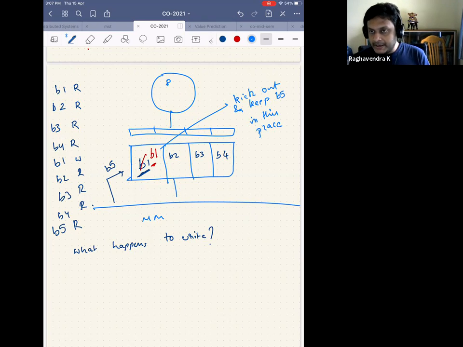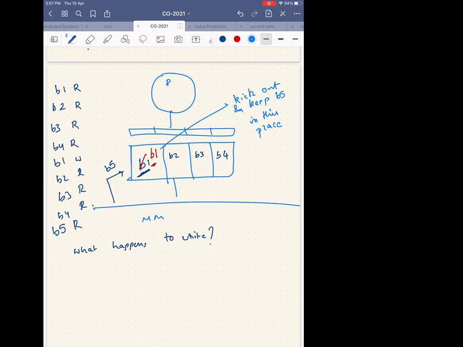Yes, sir. Right, so we have to write B1 back to the main memory. Why are you saying B1 should be written back to the main memory? There is no substitute for it.